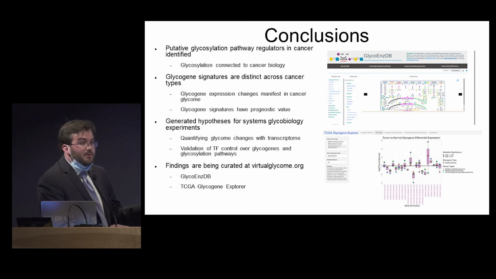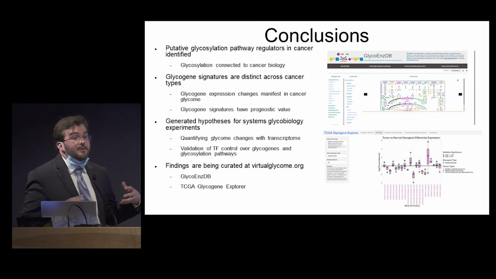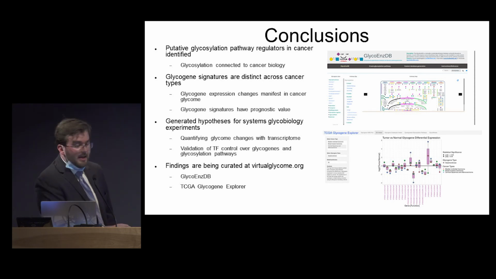All of this work that I've shown you today is being manually curated at our website at virtualglycome.org, which maintains a glycoenzyme database which stores the function of these enzymes that I was talking about today, as well as integrating these omics data that I was discussing. And additionally, the gene expression profiles, the glycogene expression profiles I was discussing today, I've developed a custom web application so that people can identify glycogenes of interest that are dysregulated in cancer.